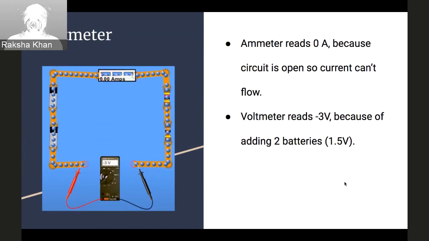And then if we replace one of the ammeters with a voltmeter, the ammeter would read 0 because the circuit is open, so current can't flow, whereas the voltmeter would read negative 3 volts because we're adding the voltage of the two batteries that are each 1.5 volts.